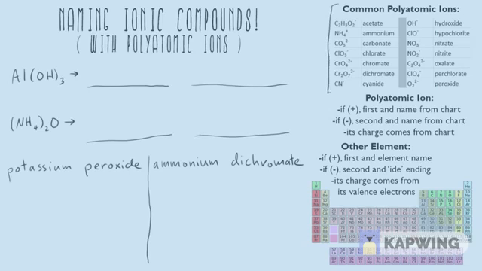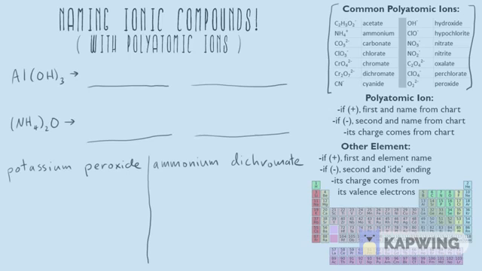Basically, they are molecules that are really stable when they form, but they have a charge. Because they have a charge, even if they are themselves covalently bonded, they're able to form ionic bonds with other ions. Whenever we have them in a molecule, we just have to look at the chart to see what the name is.